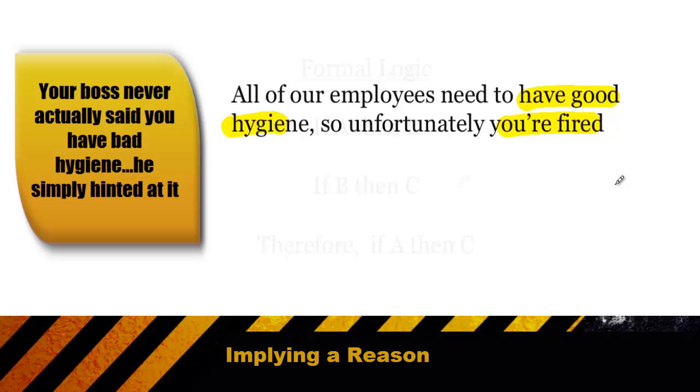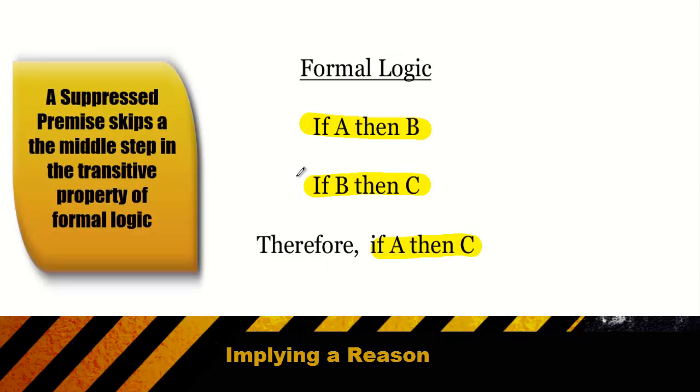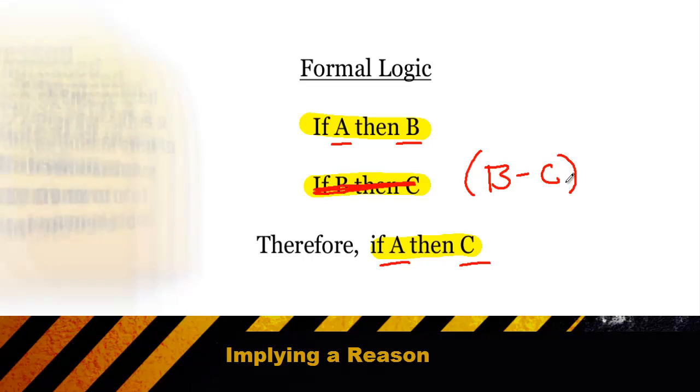That's a suppressed premise. In formal logic, we say, if A, then B, if B, then C, therefore we can conclude if A, then C. That's a good, sound argument. A suppressed premise is when you take out that middle line. You take out the if B then C and you go straight from if A then B all the way down to if A then C. And the if B then C part, that's implied, the same way that we implied that your hygiene was bad in the previous example.